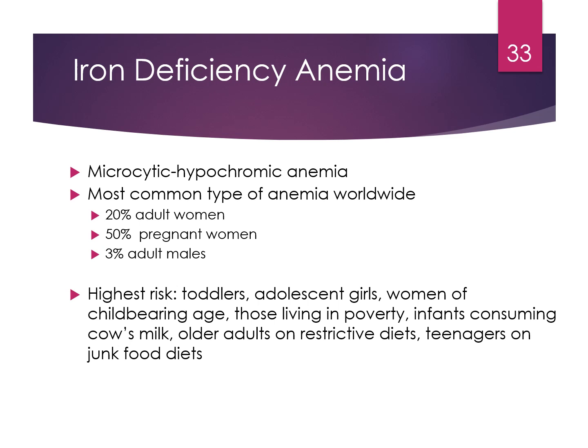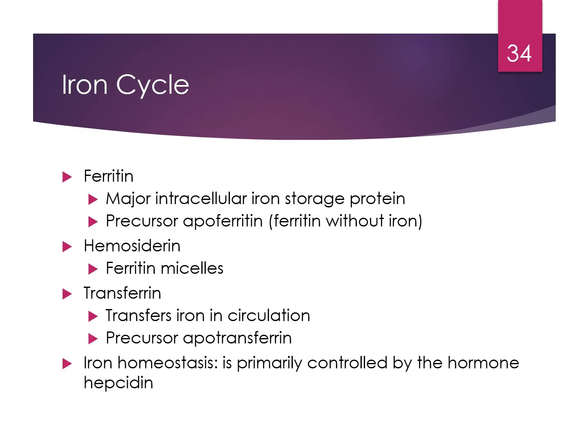Let's now talk about our iron deficiency anemia. These are our individuals who have a microcytic hypochromic anemia, so that's small and pale red blood cells. It is the most common anemia that we have worldwide. And you can see here some of the individuals who are in our high risk categories for iron deficiency anemia.